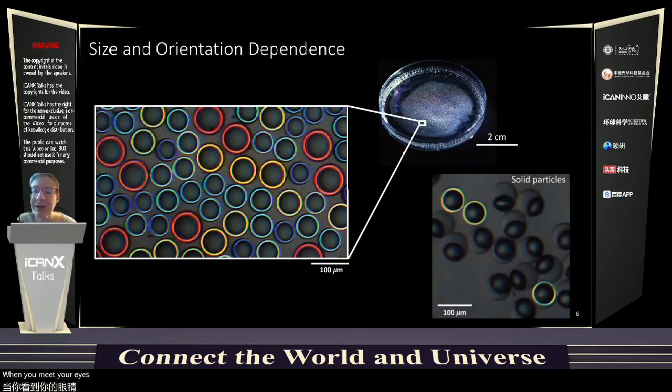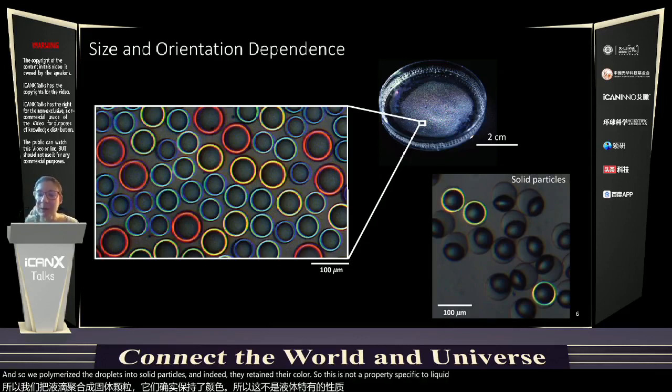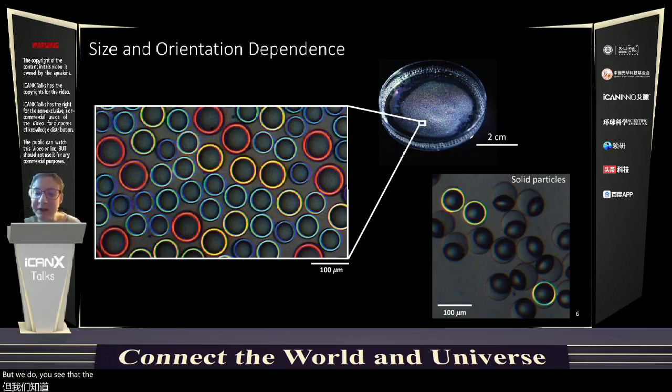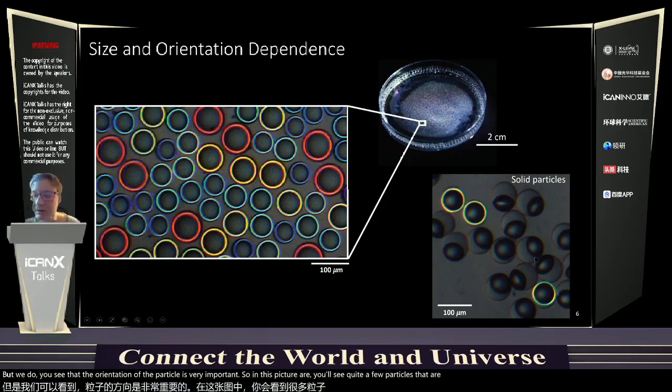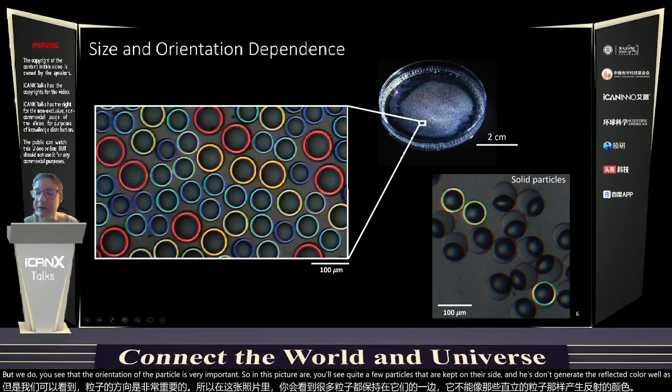So we wondered whether there was something special about the fact that these are liquid. And so we polymerized the droplets into solid particles, and indeed they retained their color. So this is not a property specific to liquids, but we do see that the orientation of the particle is very important. So in this picture, you'll see quite a few particles that are tipped on their side, and these don't generate the reflected color, whereas the ones that are sitting upright still have this colored ring.